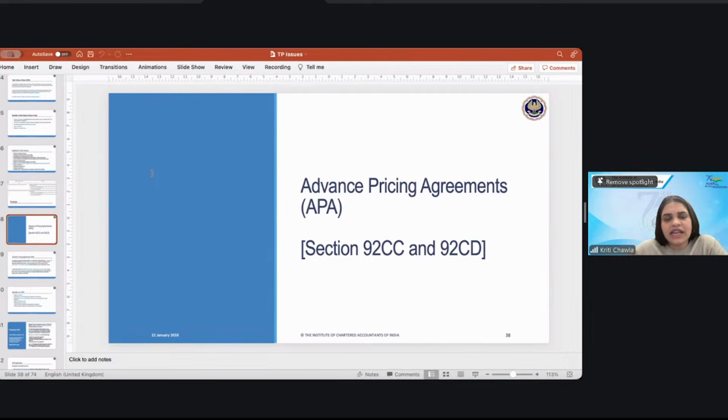Do we have to remember percentages? I don't think so. No, you don't have to remember the 20% and the 22% at all. But I think it's essential to remember the concept as such, on what is safe harbor.